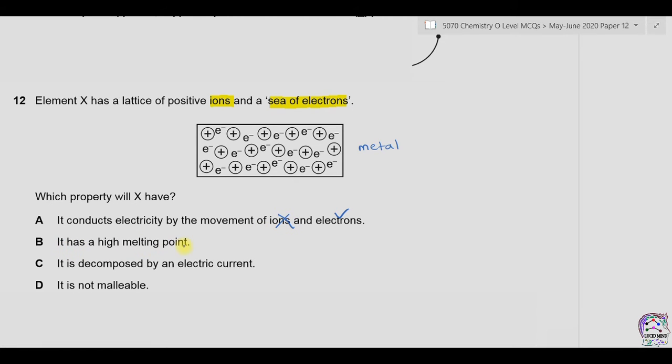B. It has a high melting point. As we can see, there are a lot of positive charges and negative electrons, so therefore there are very strong forces of attraction between the positive and negative charges. So therefore it has high melting point. This is correct. C. It is decomposed by an electric current. Now metal is not decomposed by an electric current, it actually can conduct electric current. D says it is not malleable. Malleable means it can be converted into sheets. So metals are malleable, so therefore this is also incorrect. So the only correct option is B, high melting point.